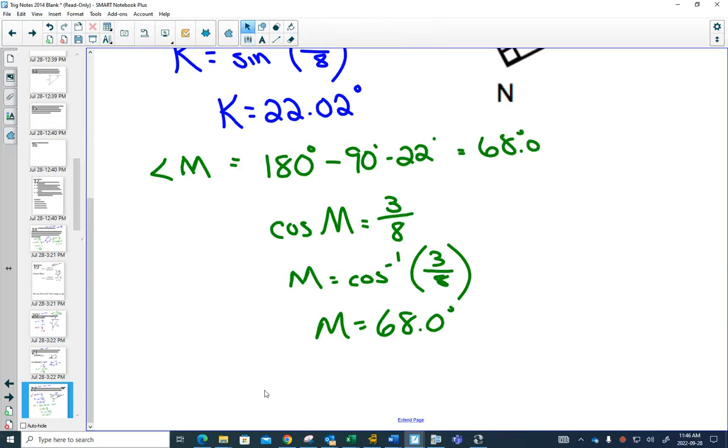Which is easier mental math? Probably the 180 minus, right? That's a little bit quicker. But it's nice to see that both of them would work.